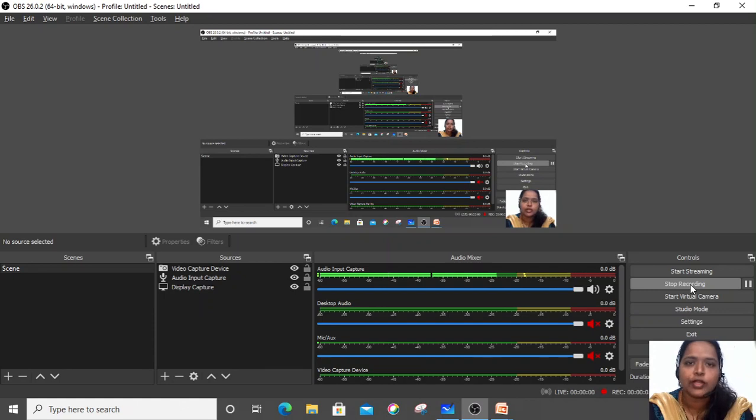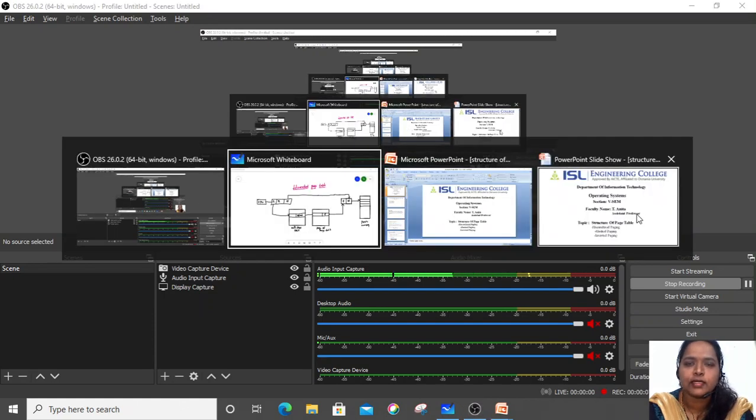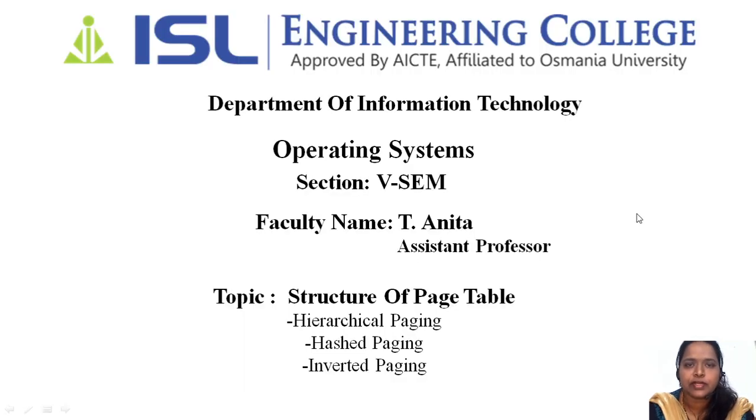Today we are going to discuss the page table structure. Fine, the structure of a page table. Before going to that topic, let me brush up on what we mean by a page table and why we need page table structures.